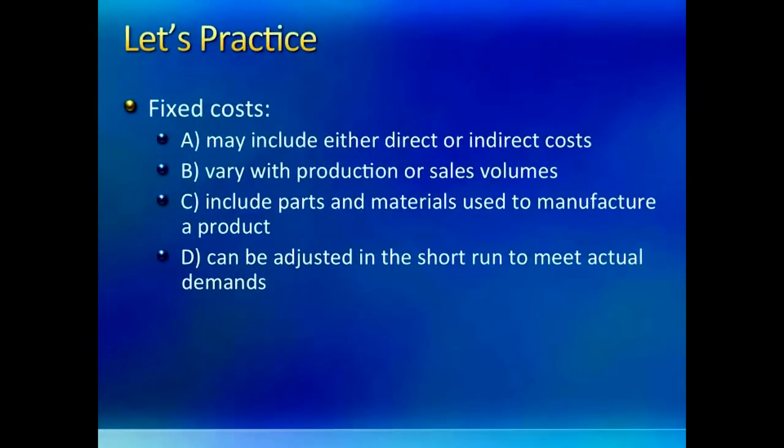Okay? Let us see if you can pick what fits fixed cost best out of the 4 options given. Option A is correct because we say nothing about direct or indirect costs when we define fixed cost. Option B is a definition of variable cost, so it is wrong. Option C mentions material, which we know is a variable cost. Option D goes against the grain of fixed cost. Remember, fixed costs do not vary with production volume and cannot be adjusted in the short run. So let us stick with A as the best.